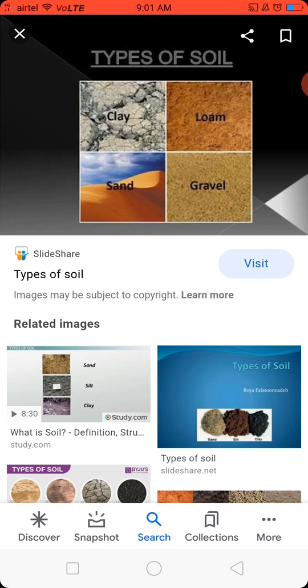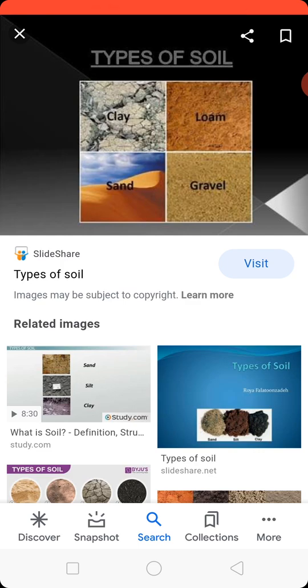Clay is made up of many small particles that remain wet for a long time. So it is heavy and sticky. Clay is used for making pottery. Got it, children? Clay is used for making pottery.